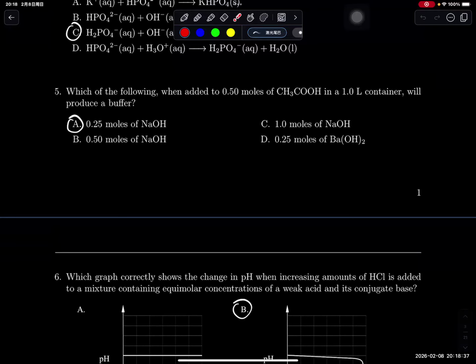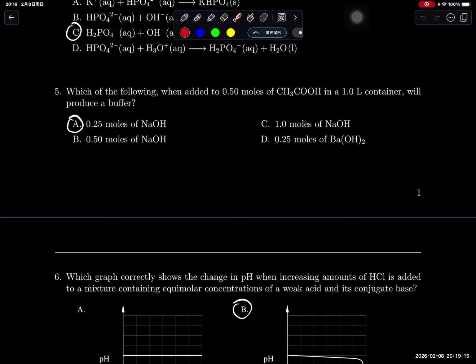Question five: which of the following, when added to 0.5 moles of acetic acid in a 1 liter container, will produce a buffer? Right, so this is a bit of a tricky question. If you look at all the answers, none of them is a conjugate base for acetate ion. However, if you do add a base to acetic acid, they will neutralize each other. And then one of the products, which would be the salt, in this case, if you add sodium hydroxide, you will produce sodium acetate. And then the acetate ion from that can act as the conjugate base, and therefore you can form a buffer.